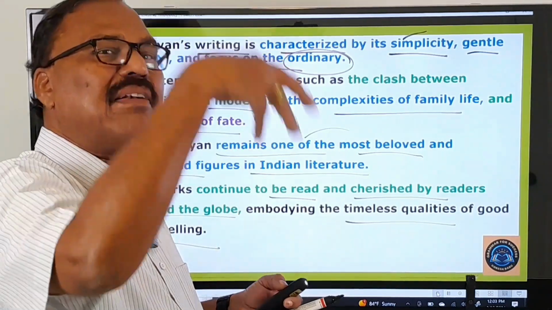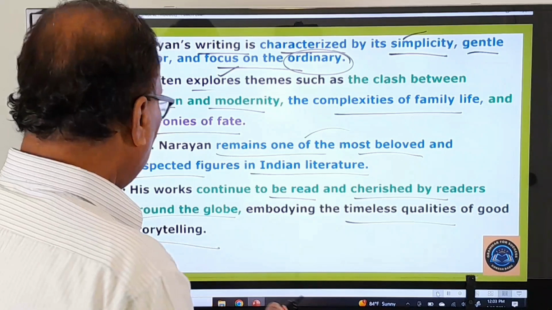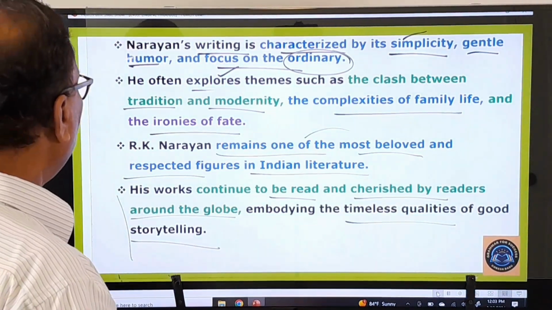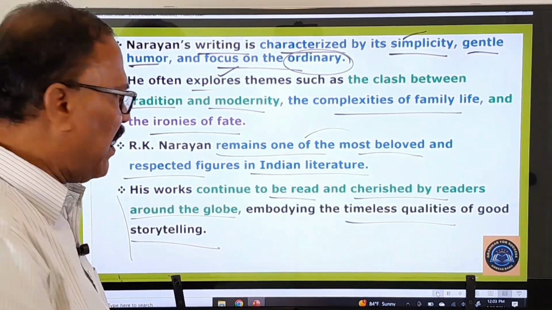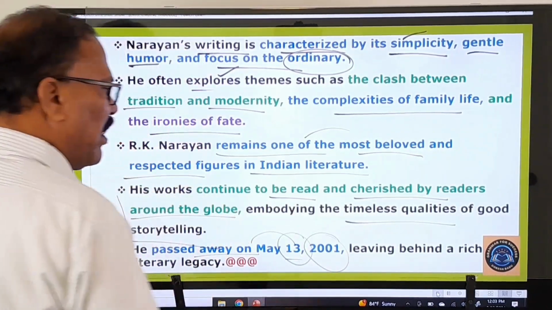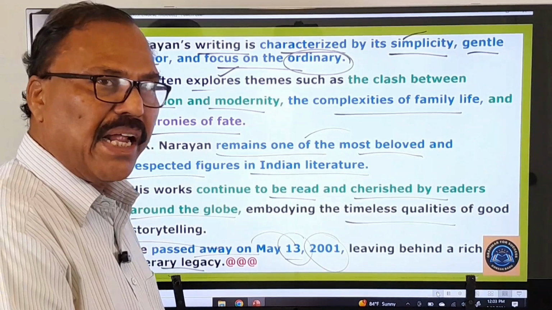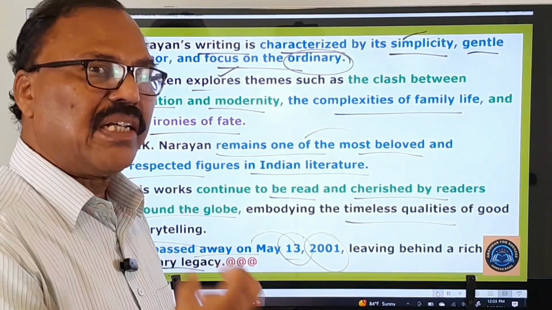Everybody becomes interested in reading his writings and all that. So we can learn about this R.K. Narayan very briefly. He passed away on May 13, 2001, leaving behind a rich literary legacy.